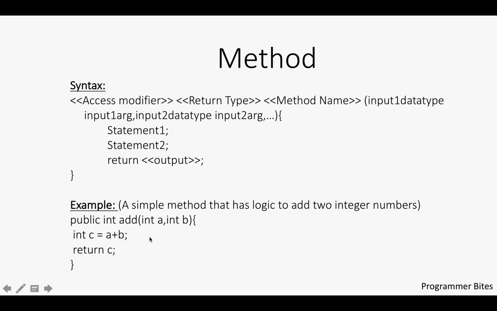Example: a simple method that has logic to add two integer numbers. Here, public is the access modifier, int is the return type of this method, and add is the method name. This method takes two integer values as input, a and b. The first statement of this method is the addition of the two input integer values, and the result is stored in a variable called c, which is of type int. This method returns c, which is of type int, that is the addition of a and b.